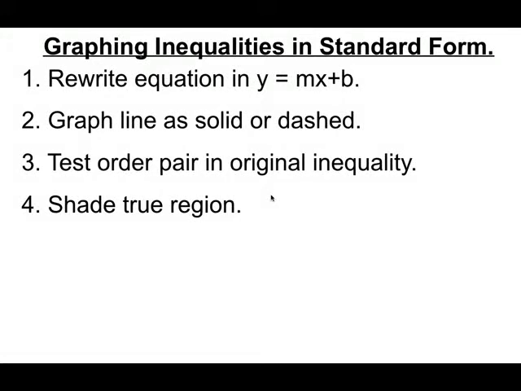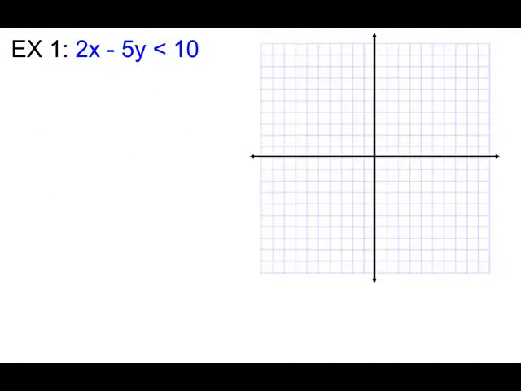Today we're going to learn how to graph inequalities in standard form. The steps needed are: 1. Rewrite the equation in y equals mx plus b, which is slope-intercept form. Don't worry about the sign of the greater than or less than at this point, just imagine it's an equal sign. 2. Graph the line as solid or dashed. 3. Test an ordered pair in the original inequality. And 4. We're going to shade our true region, also known as our feasible region.